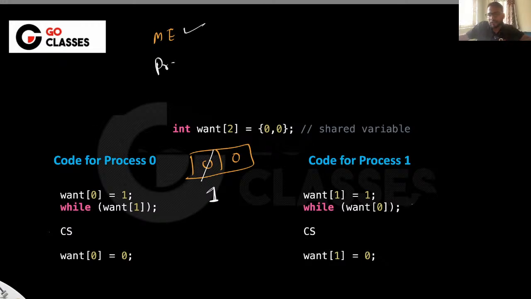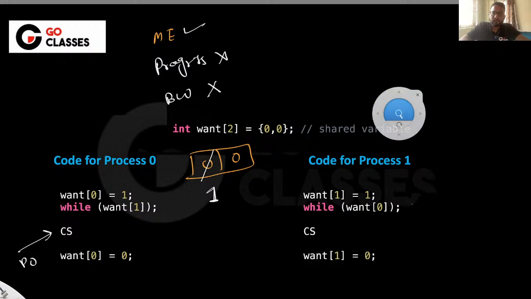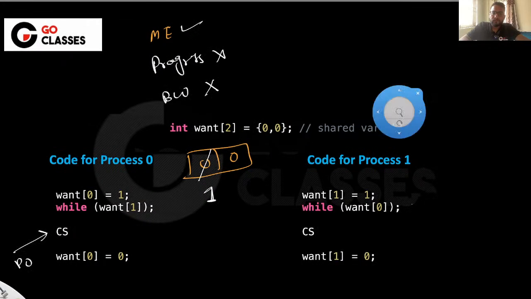Since there is a deadlock condition, progress is not satisfied. And what about bounded waiting? You can check easily. Make one of the processes, maybe P0, be in the critical section, and then check if you can bypass. Can you bypass? I think with want 0 equal to 0, you can easily bypass, right? So bounded waiting is also not satisfied. Okay, I hope that is fine to everyone. Let me know if there is any doubt.